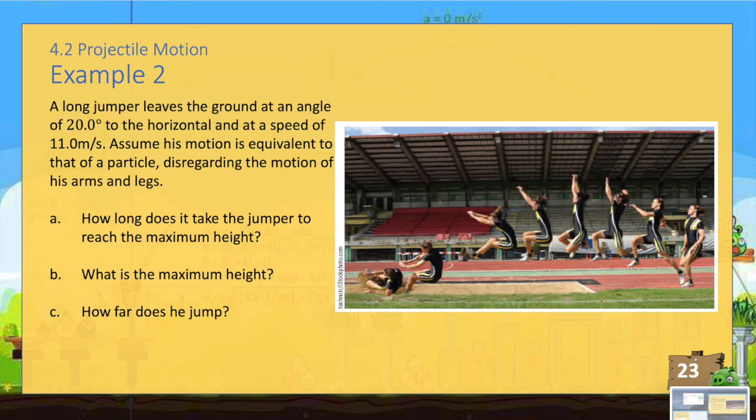So today we'll be discussing projectile motion, and let's start with example number 2. So we have here a jumper. He jumps at an angle that is 20 degrees to the horizontal. Now his initial speed is 11.0 meters per second.